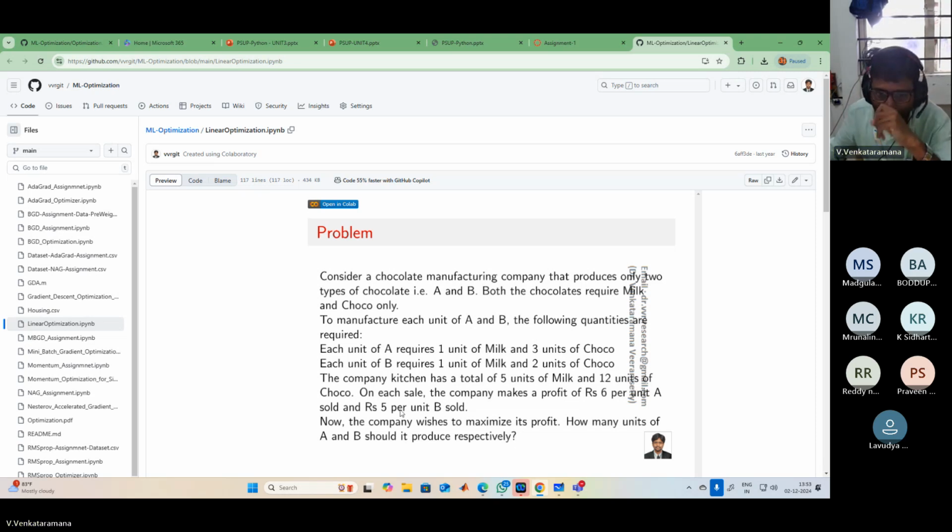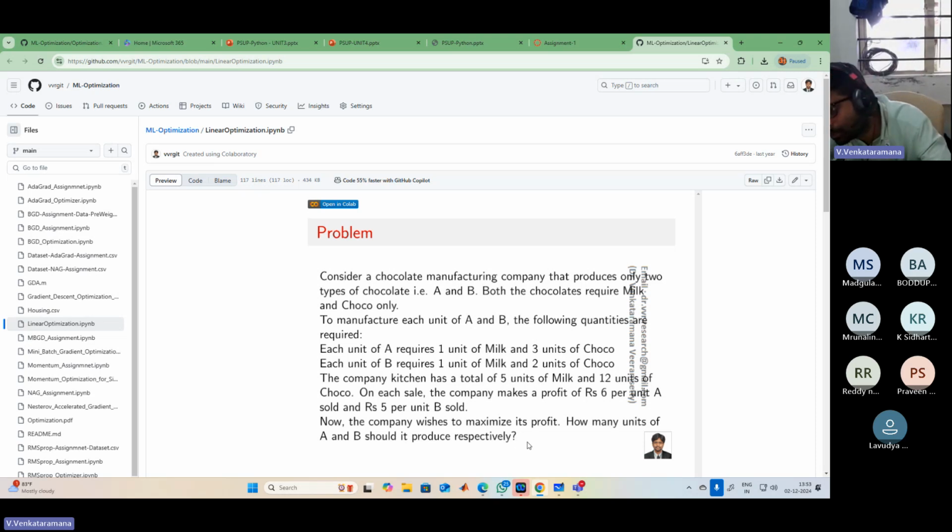Now, the company has a total of 5 units of milk and 12 units of chocolate. On each sale the company makes a profit of 6 rupees per unit of A. And for a unit of B, if he sells 1 unit of B, he will get 5 rupees profit. Now the company wishes to maximize the profit. How many units of A and B should be produced respectively?